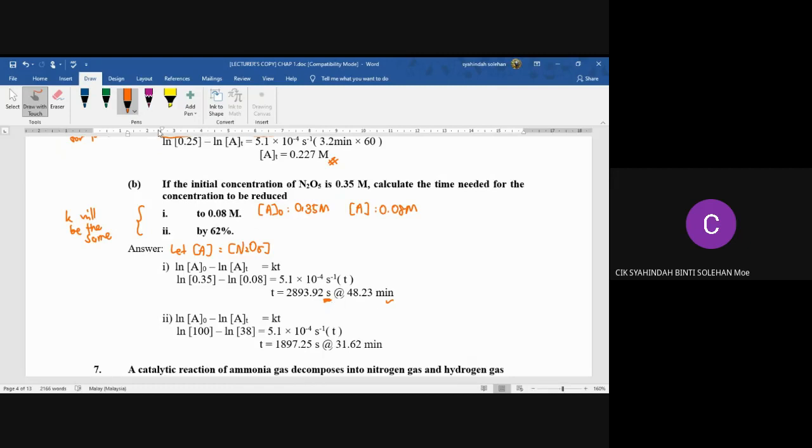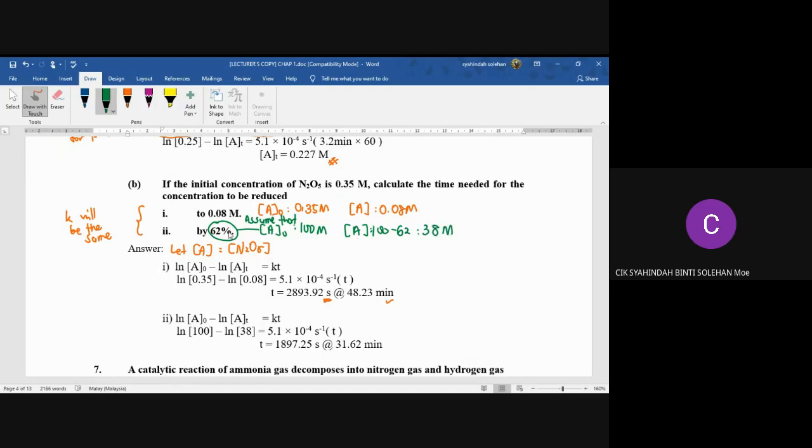Okay, again next ialah you tengok ni, kalau dia bagi in percentage, so you need to assume the initial concentration ialah 100. Okay, you need to assume that initial concentration of N2O5 ni 100 molar. Okay, and then the final concentration is gonna be 100 minuskan dengan 62, which you will get 38 molar.